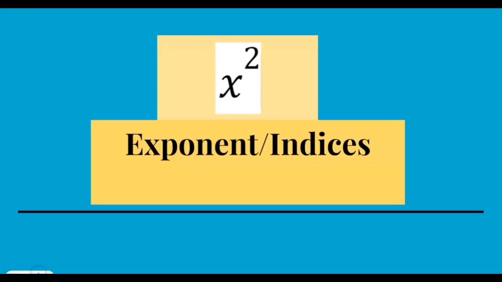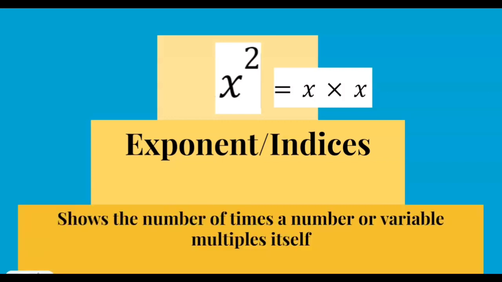Want to also look at exponents or indices. For example, x squared. What does it mean? X squared means the same thing as x times x. So if we look at 3 squared, it would mean 3 times 3, which is 9. So x squared is the same thing as x times x. So in indices or exponents, they show that a number or a variable is multiplying itself a specific number of times.